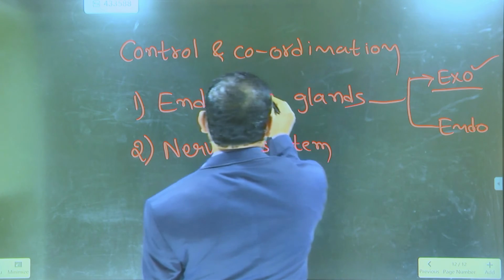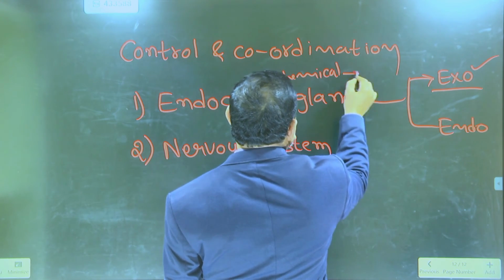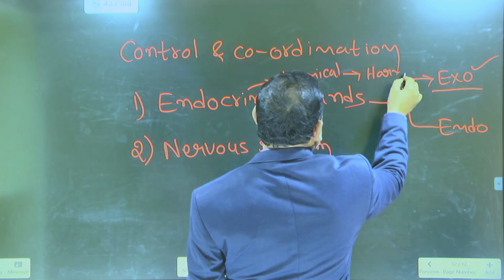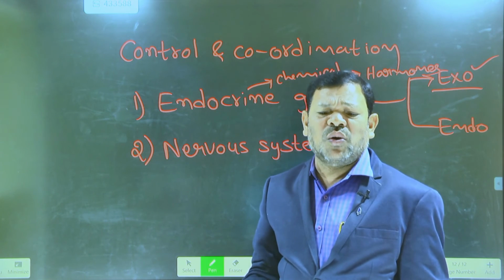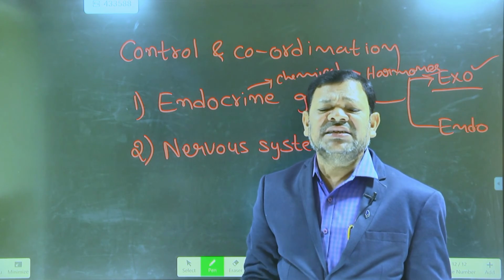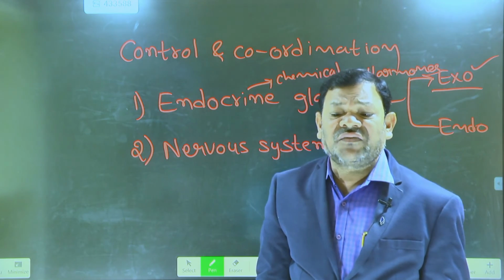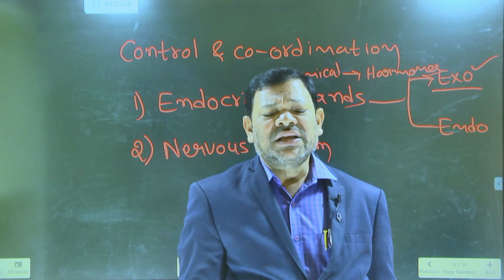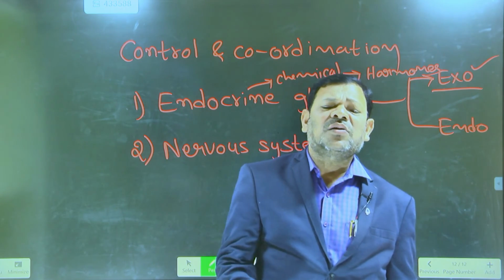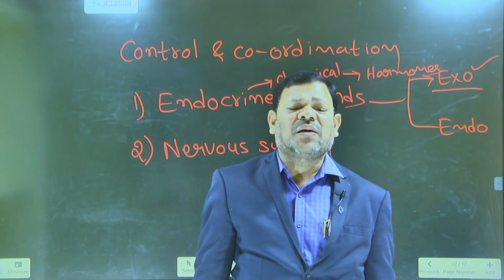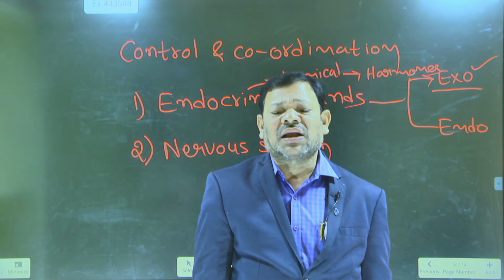Endocrine glands release chemicals, and those chemicals are known as hormones. If these hormones are increased or decreased, the organism is affected. We can see the effect on growth and development. So within the body of the organism, control and coordination occur through the endocrine glands.